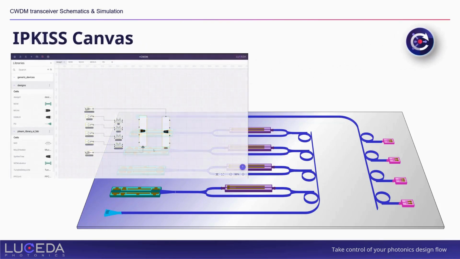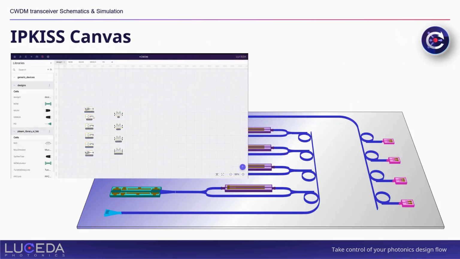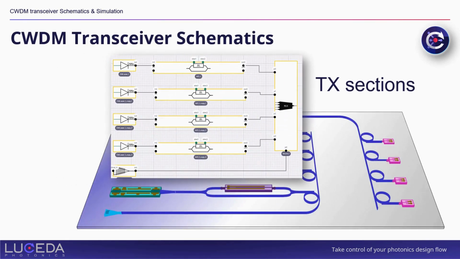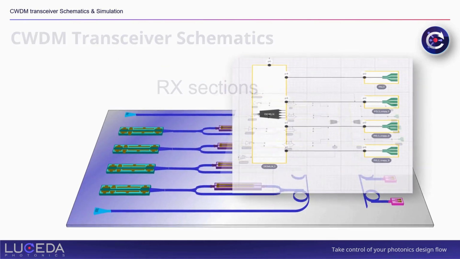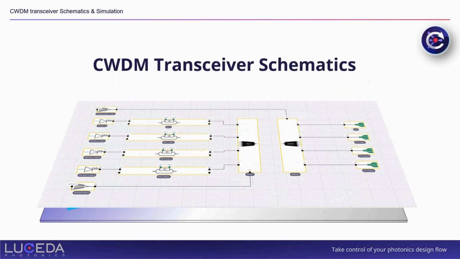In IPKISS Canvas, we can drag and drop the required component from the PDK or the custom component library. Then just connect the ports and get the entire system in IPKISS Canvas. We can see CWDM transceiver consists of two parts, transmitter and receiver. Here is the TX section, and this is the RX section. Assembling them together, we can get the whole schematics of CWDM transceiver.